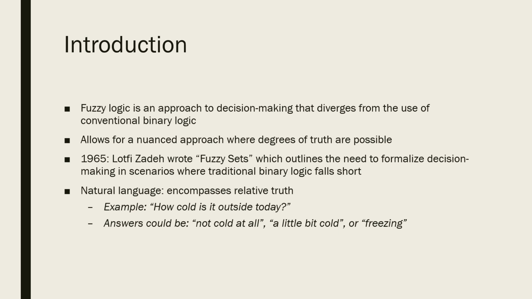In natural language, we allow statements that encompass relative truth. This is something that we see every day in our conversations. An example of this is answering the question, how cold is it outside today? The answer to this question isn't simply yes or no. It can be answered by a variety of statements, such as not cold at all, a little bit cold, or freezing. Since it's not possible to label any one of these statements as absolutely true or absolutely false, this is where fuzzy logic comes in.